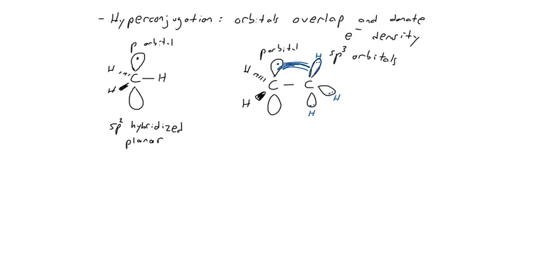Because with that radical, the electrons want to be paired. Electrons don't like to be lone, they don't like to be singular. They're much lower in energy when they have a pair. So donating that electron density will lower the energy of our system and will make our radical much more stable. So more overlap, more stable.